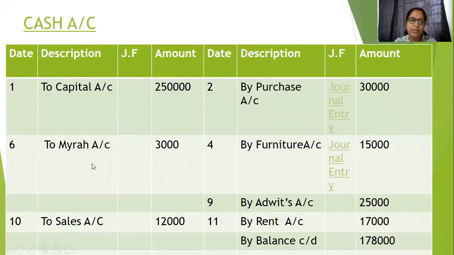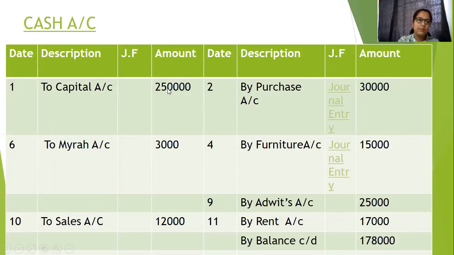Now what we need to do? We need to find out the balance. What is the balance of cash? There is certain amount which is leading to increase in cash. There are certain accounts which are leading to decrease in cash. And at the end of the month, we need to balance it. So what we do, how to check?